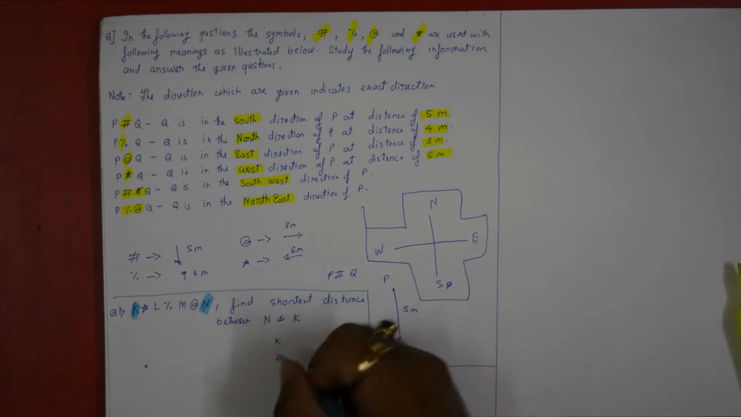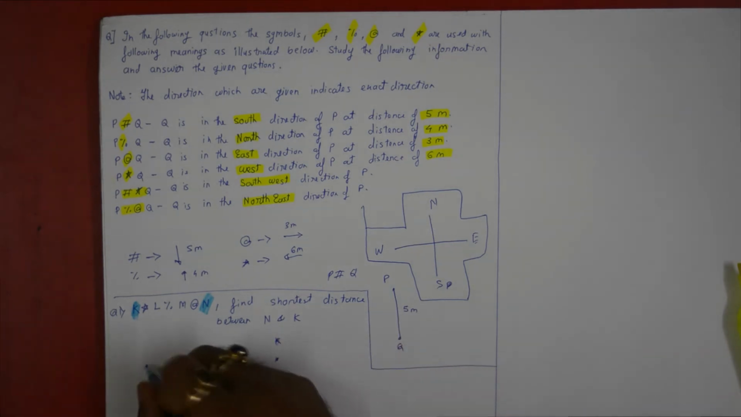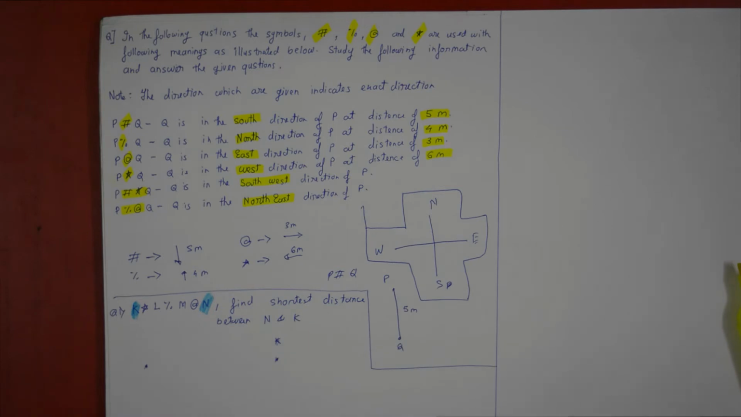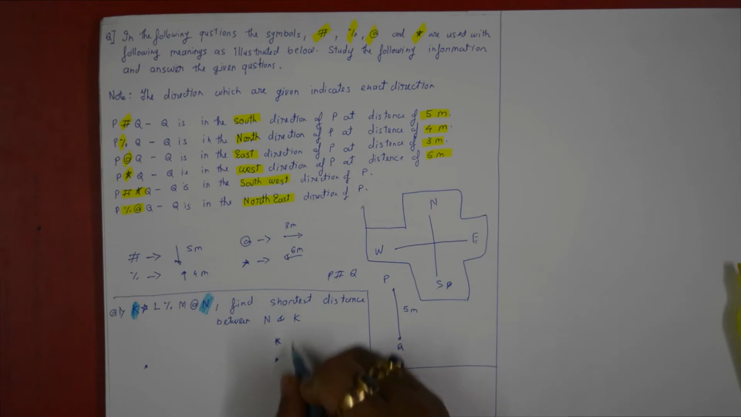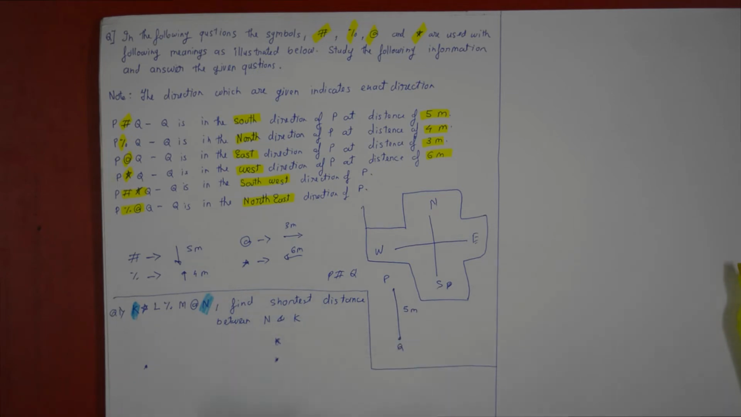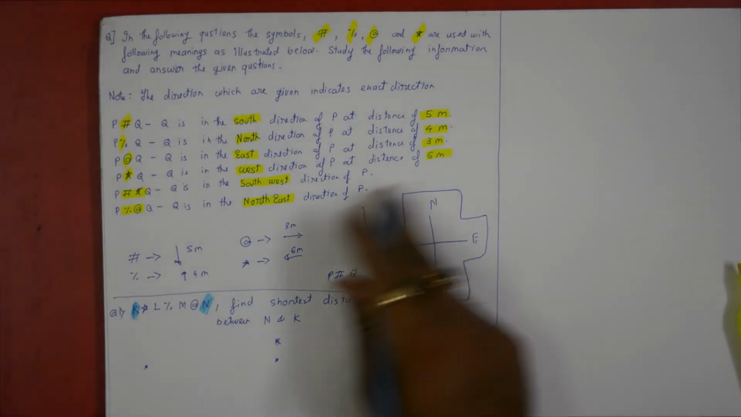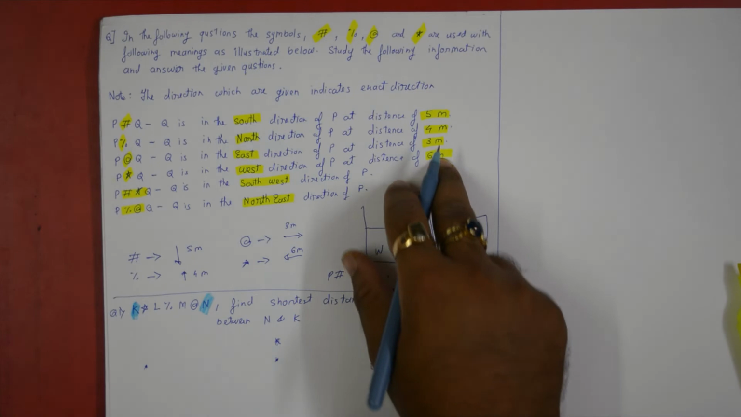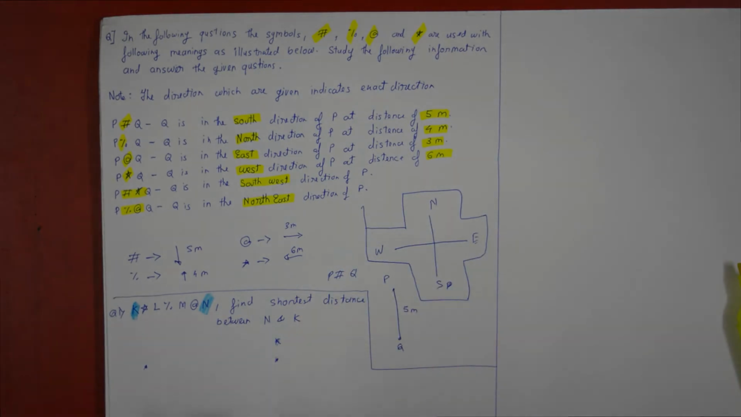One more point: always while plotting, draw towards the center. I should have left some space at the top as well. So it should be like this, and it is K. Now L is to the west by 6 meters. So approximately here, this is your L, and this is 6 meters.